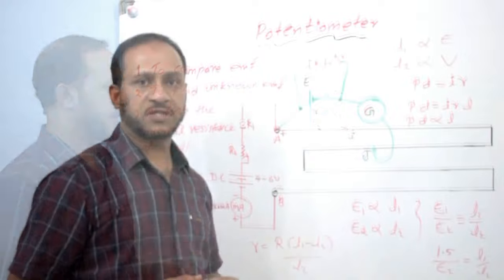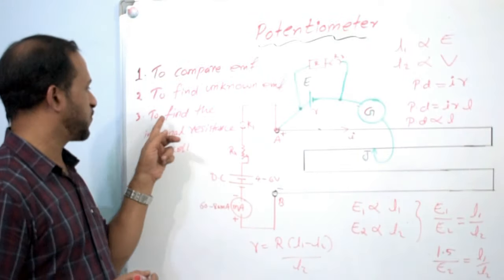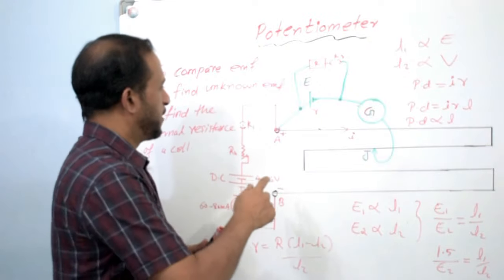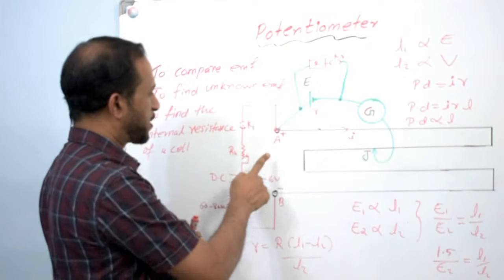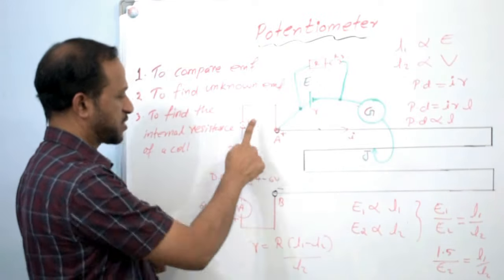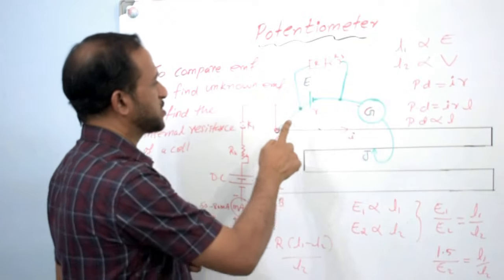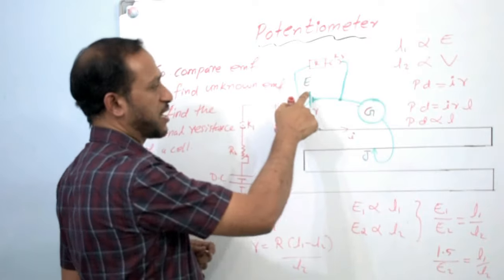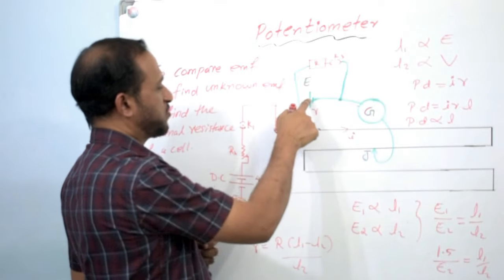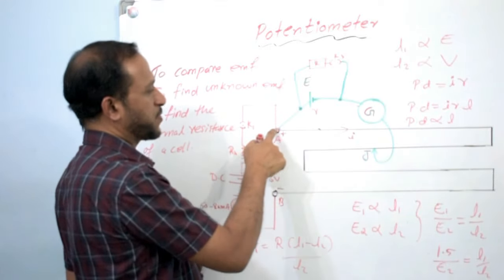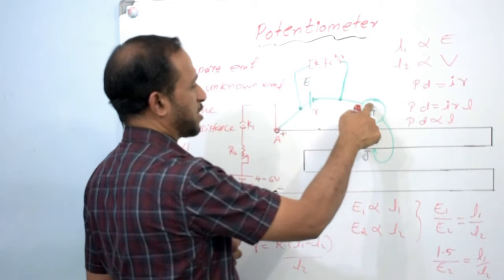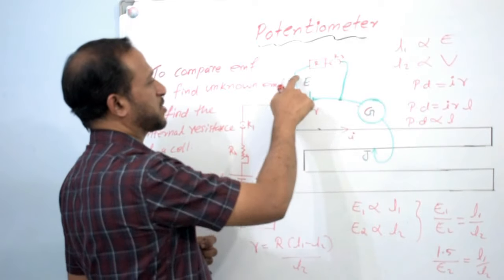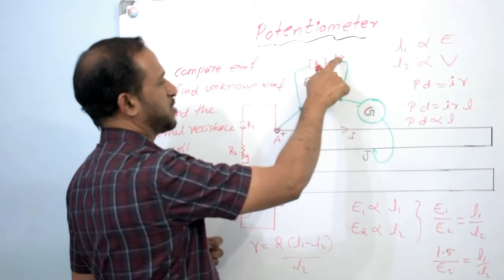Repeat the experiment. Now the third part of the experiment is to find the internal resistance of a cell. There is a slight difference in the circuit. The primary circuit is the same, the driver circuit is the same. In the secondary circuit, we need to connect only one cell, that is the Leclanche cell. The positive of the Leclanche cell connects to the point A, the negative to a galvanometer, and the galvanometer to the jockey. Parallel to this Leclanche cell, connect a resistance box with a key.